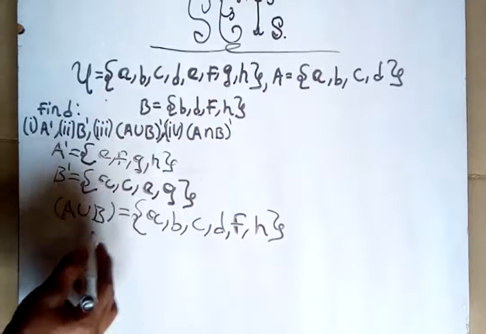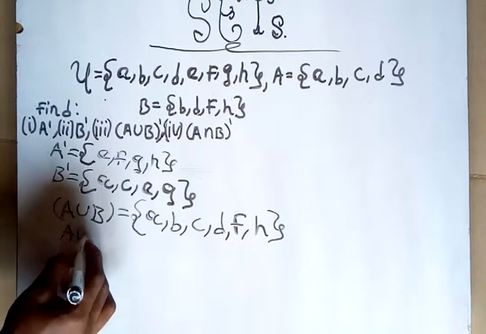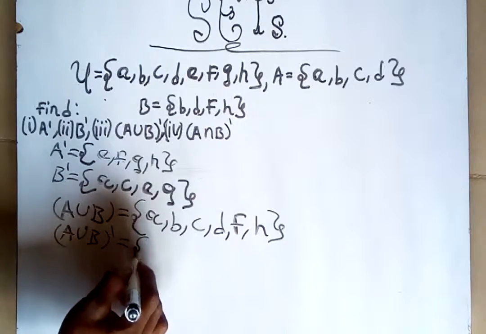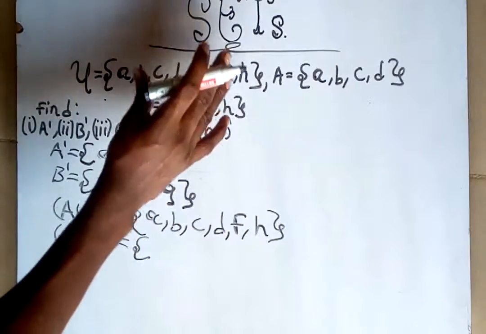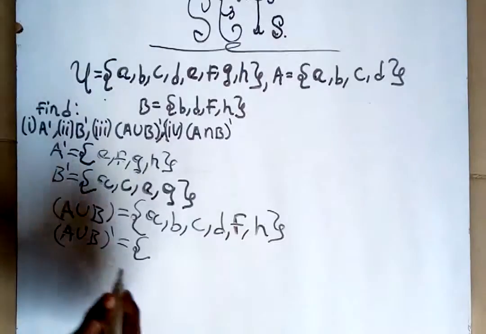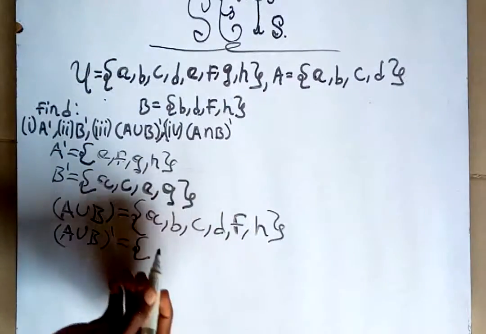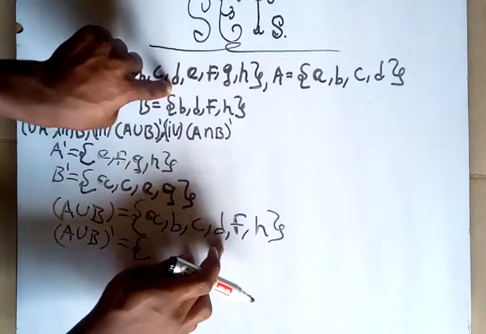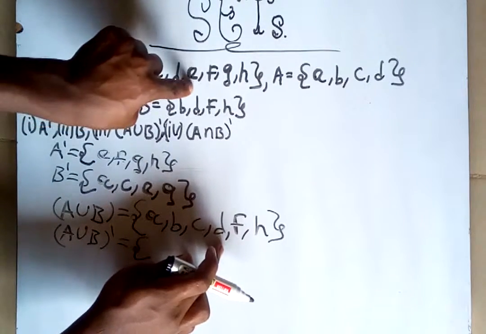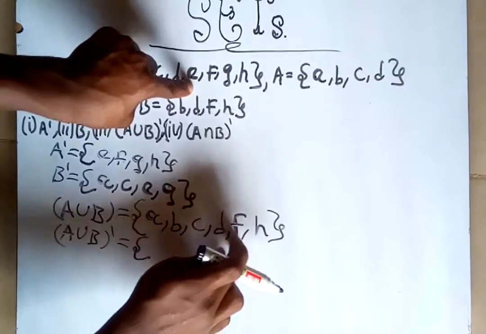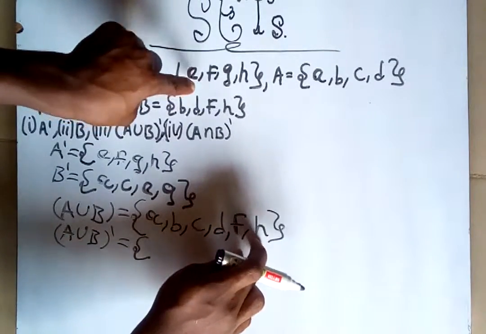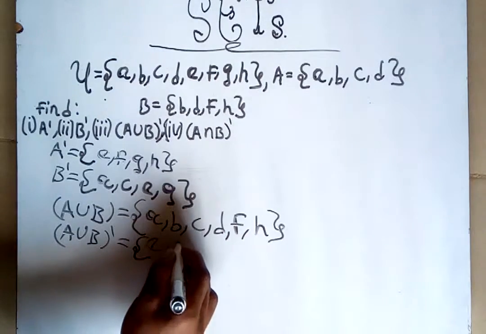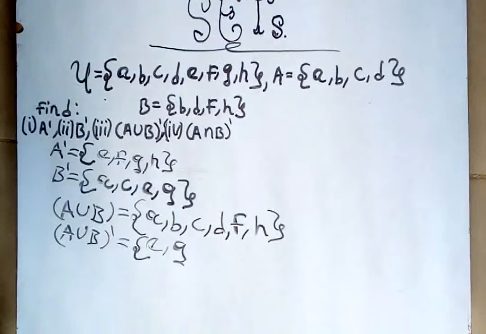Now the complement, A union B complement, would be everything here and in the universal set should be cancelled out. The one that's left is going to be our answer. So we have A here, we have B here, we have C, we have D, okay, we do not have E, but we have F, H. So our answer is going to be E, G.